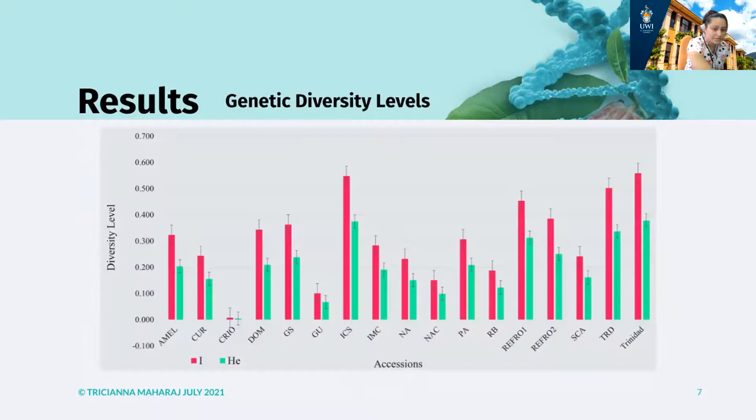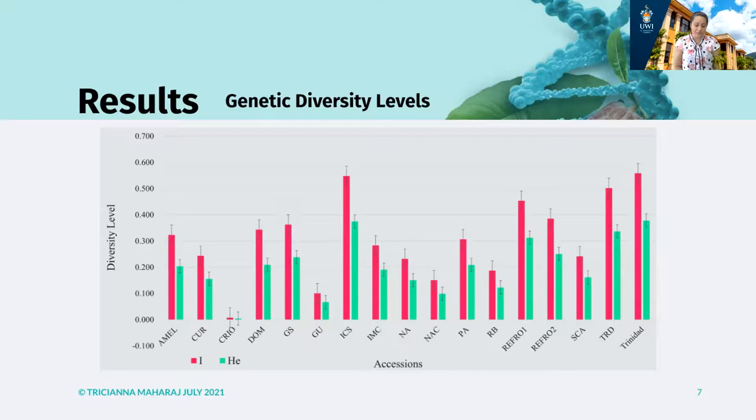So genetic diversity was assessed for the on-farm samples using a software called GenAlEx. If you look at the graph, you would see that the lowest expected heterozygosity levels were found in the Criollo and Guyana genetic groups, and the highest were recorded for the on-farm samples, which was 0.380. The ICS, TRE, and Refractario 1 expected heterozygosity levels were comparable to the on-farm samples, and the overall pattern was also observed for Shannon diversity index.